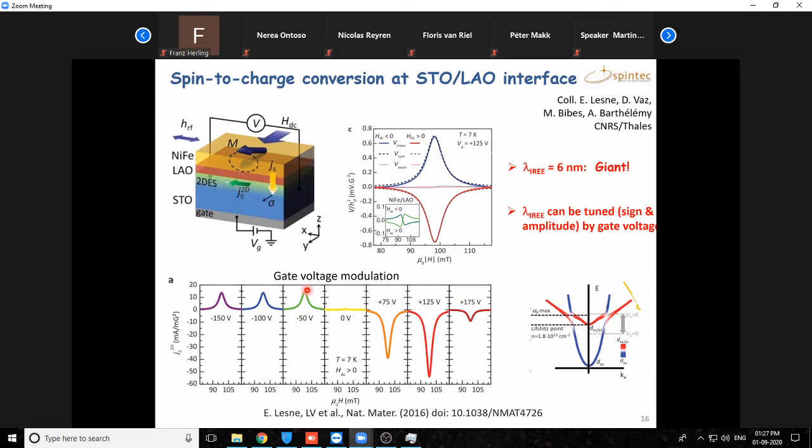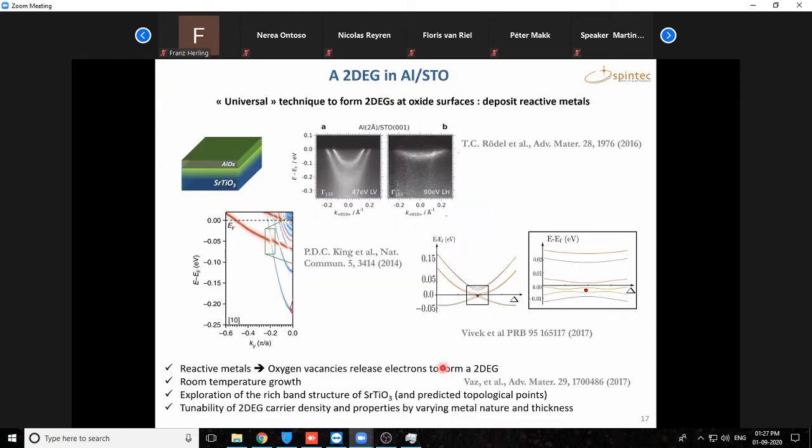Rödel et al. have shown that, in fact, on STO, you can form quite universally some two-dimensional electron gas. For example, by depositing aluminum, a reactive metal, on STO, you will reduce the STO. The aluminum will take some oxygen and create some oxygen vacancies that will act as donors for developing the gas at the interface. This has been shown by ARPES. STO by itself is insulating, but if you deposit aluminum, you start to observe metallic states at the surface.